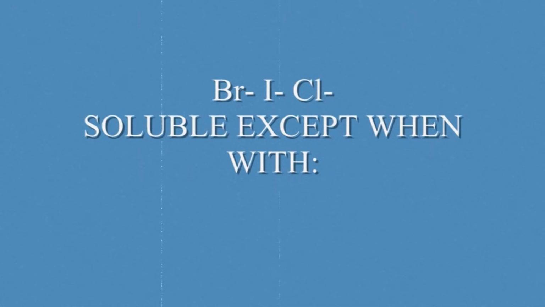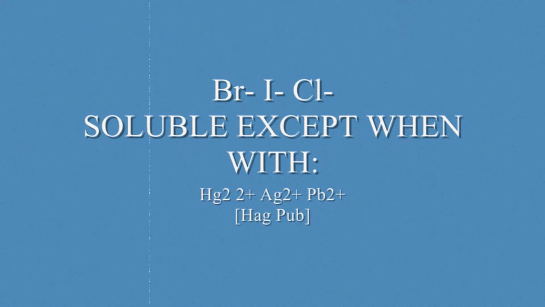To help you remember the solubility rules for bromide, iodide, and chloride, think of our friend Brickle. Br minus, which is bromide, I minus, which is iodide, and Cl minus, which is chloride. Brickle is soluble when in solution, except when paired with Hagpub. Hg2 2+ is mercury, Ag+ is silver, and Pb2+ is lead.